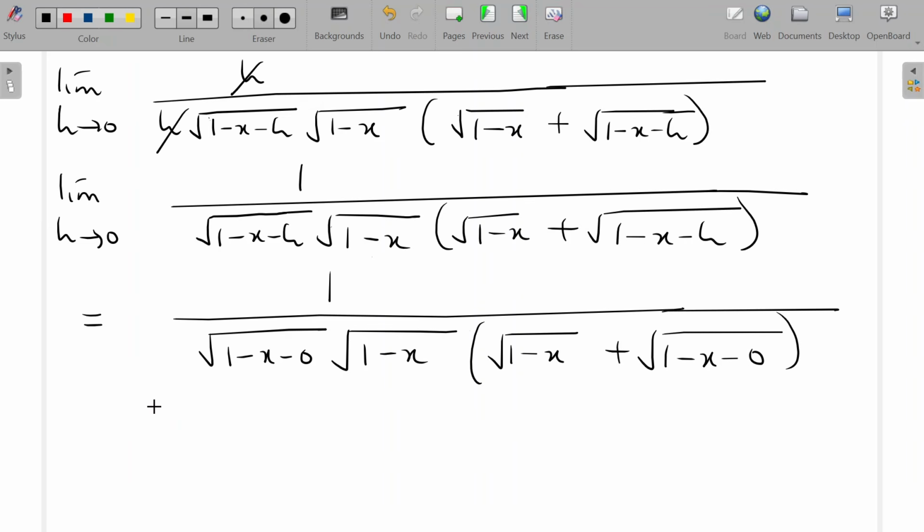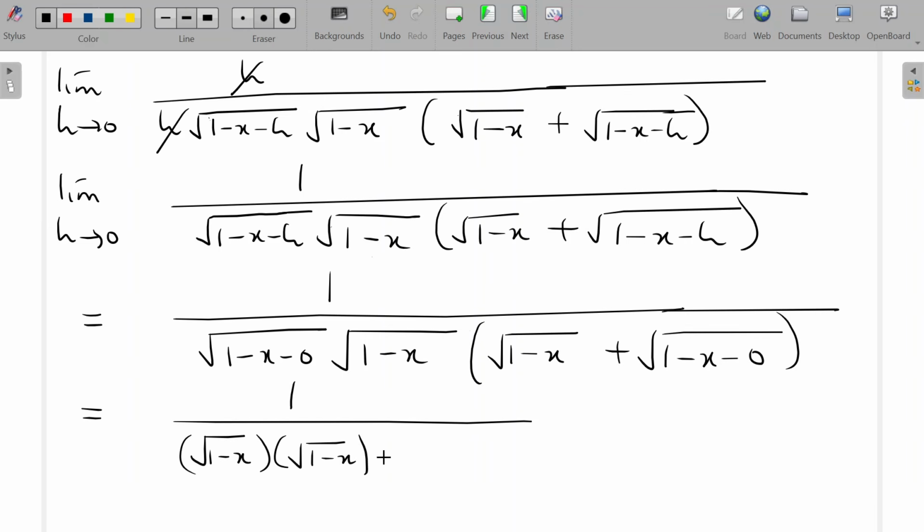Okay, I'm going to have that. As a result, it will be equal to 1 over, this one here, I'm going to have 1 minus x multiplying with the square root of 1 minus x. Okay, then it is also multiplying with this 1 minus x plus the square root of 1 minus x.